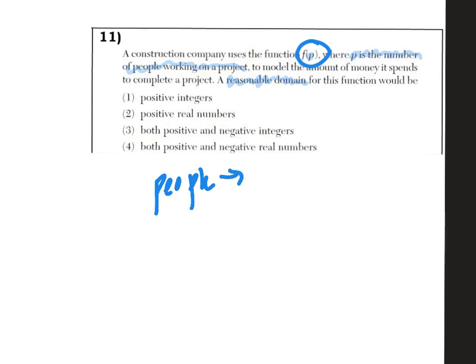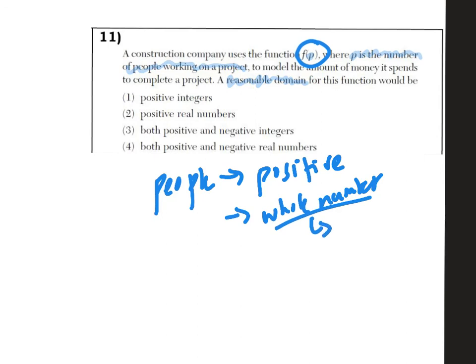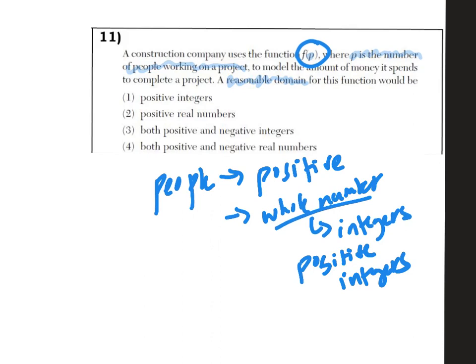I know I can't have a negative number of people, so it has to be positive, right? And then I can't have half a person, right? So this has to be a whole number, right? We also can call whole numbers that are positive integers. So we need positive integers, right? And that's option 1.